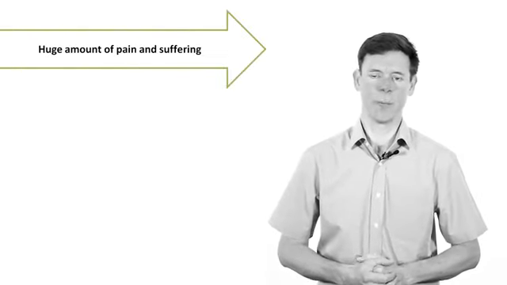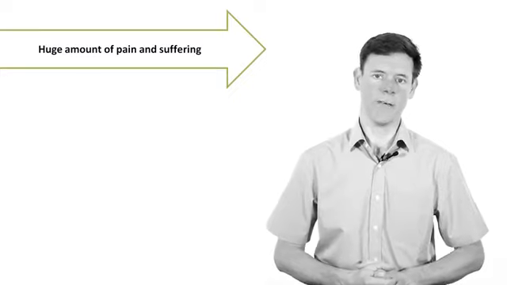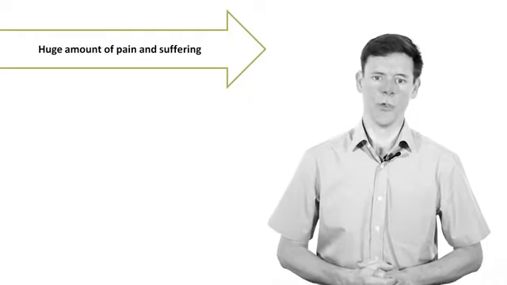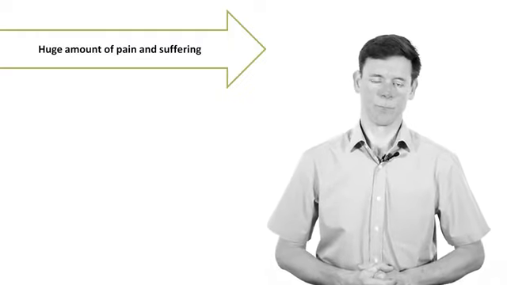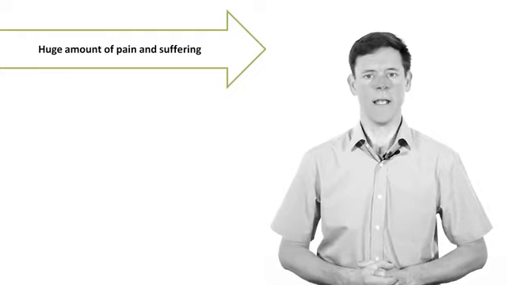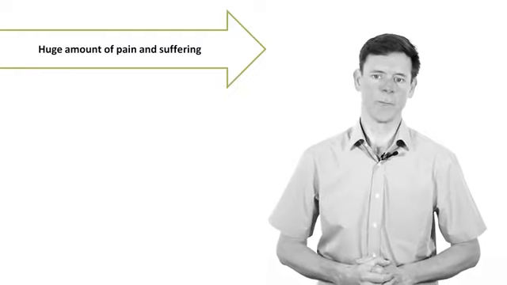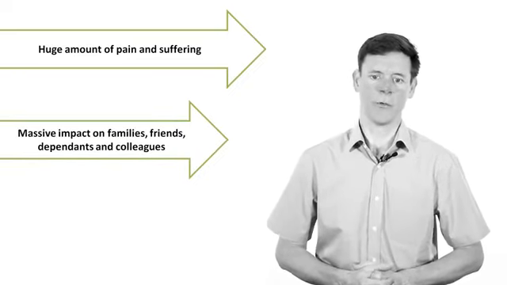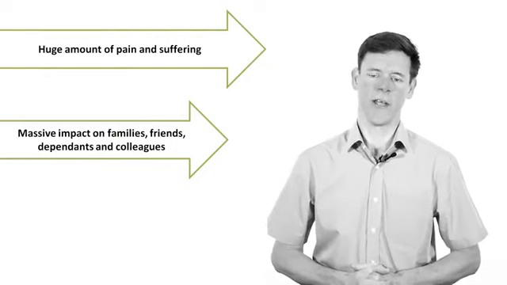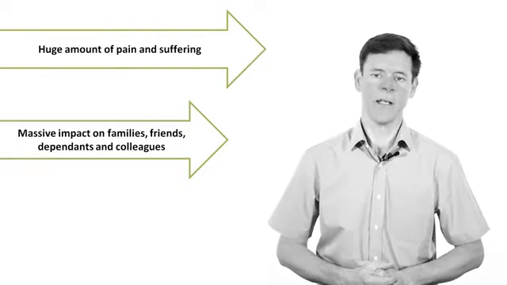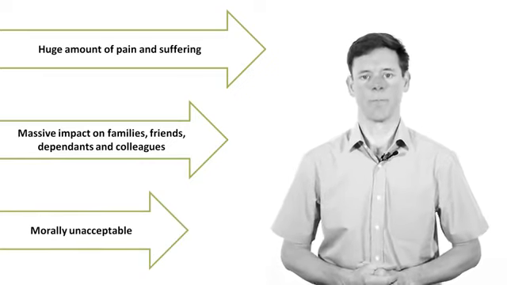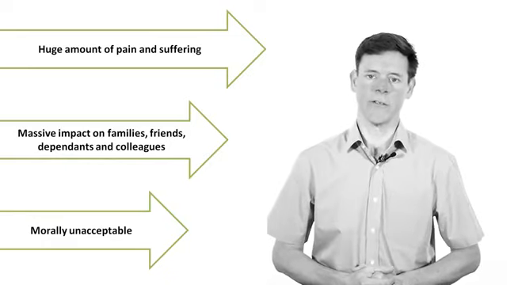These statistics indicate that a huge amount of pain and suffering is experienced by people who simply go to work to earn a living. The numbers indicate the scale of the problem. What the numbers do not do is tell the individual stories. When health and safety is not managed properly, people get killed and injured in gruesome ways, or they suffer terrible diseases that have a massive impact not only on them, but also on their families, friends, dependents, and colleagues. This suffering is morally unacceptable, and society expects good standards of health and safety. Put simply, it's the right thing to do.